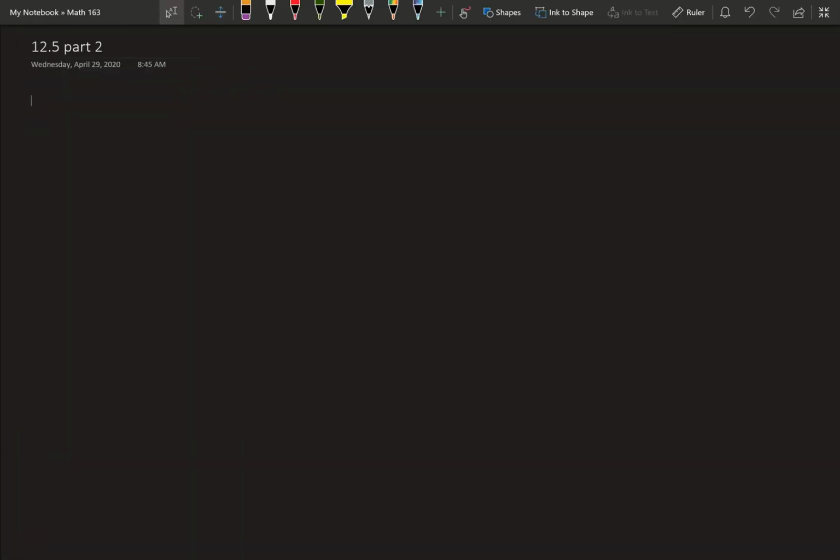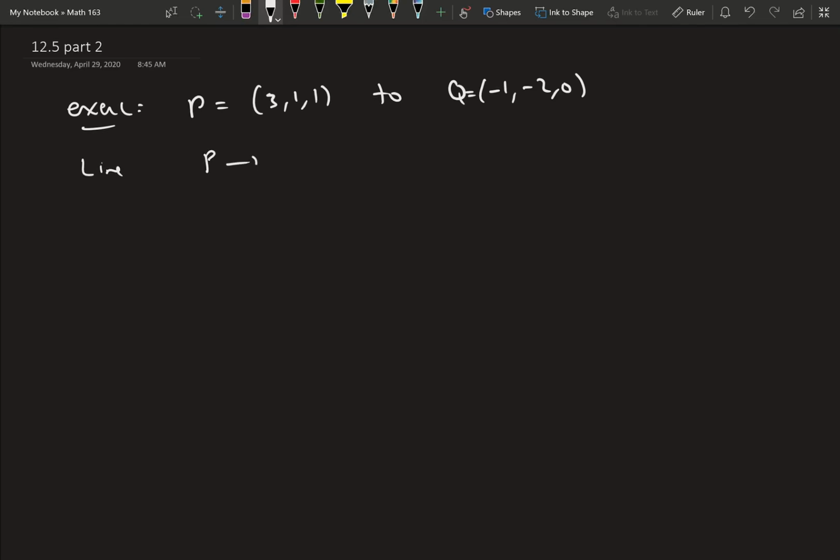Okay, so we're going to start with our exercise from last time, which was given the points P = (3, 1, 1) and the point Q = (-1, -2, 0). We want to find the equation of the line that goes from P to Q.